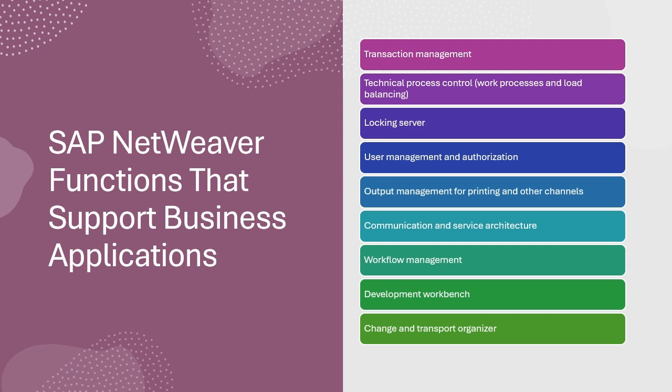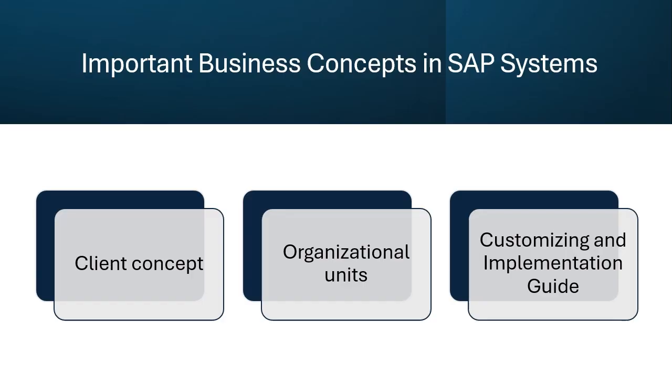So user management enables fine-grained control over access rights and authorization. Additional functions also include output management for document handling, communication architecture for integrating with external systems, and comprehensive development tools for customizing and enhancing business applications. In an SAP system, there are three key concepts: client concept, organizational units, and customizing and implementation guide. So, which actually facilitates easier and more flexible adaptation of business requirements.